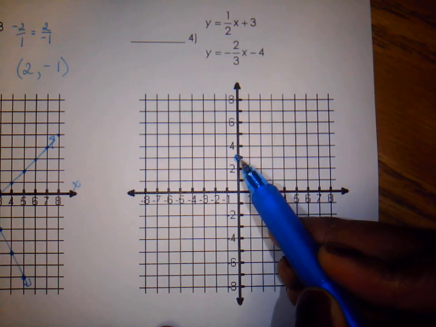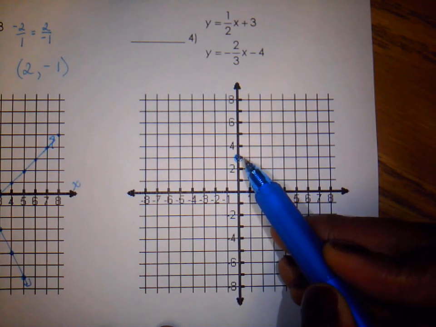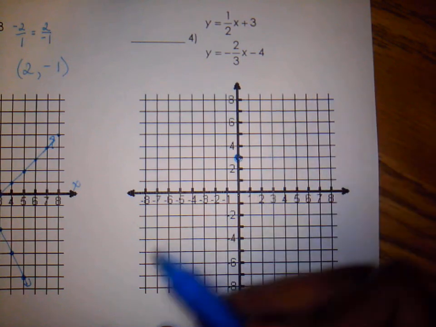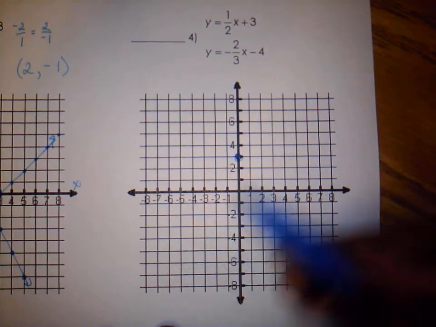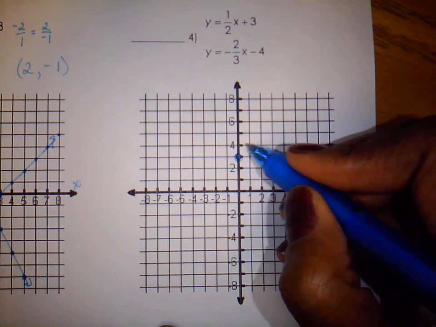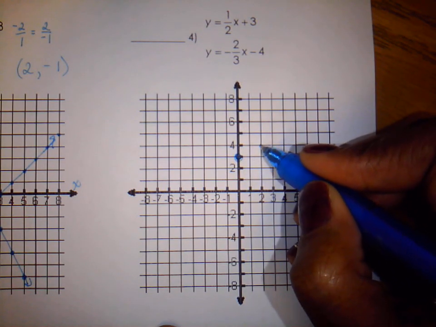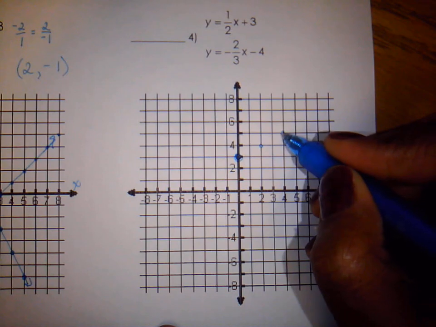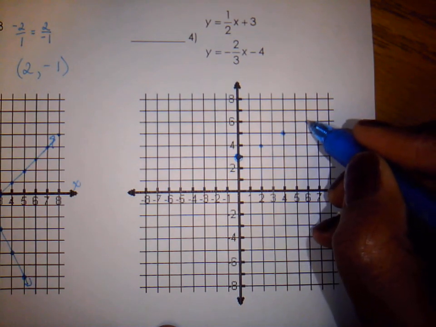So then from here, I apply my slope. My slope is positive. So I know my line is going to be slanted this way, okay? So my slope is 1 over 2, so I'm going to go up 1 and to the right 2. Up 1 to the right 2.